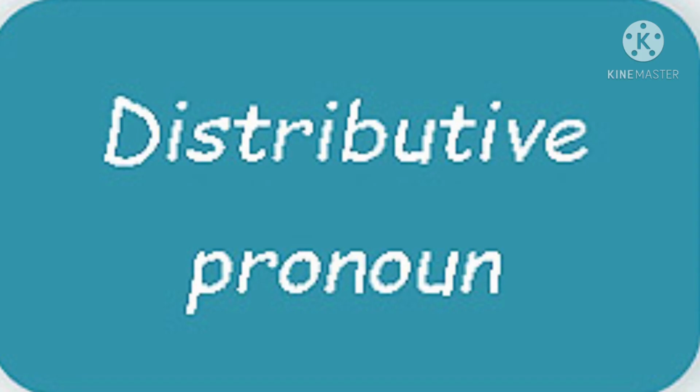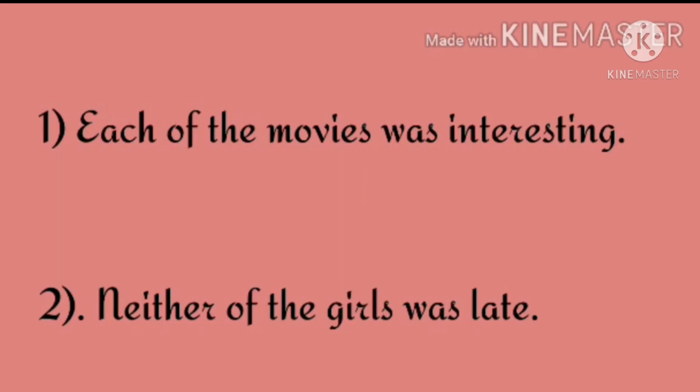Now we'll understand a distributive pronoun. Look at these examples, children. Each of the movies was interesting. Neither of the girls was late. Here in the first sentence, the word each refers to the noun movies separately. Right? It refers to the noun movies, so it is a pronoun. Also in the second sentence, the word neither refers to the noun girls separately, so neither here is a pronoun.